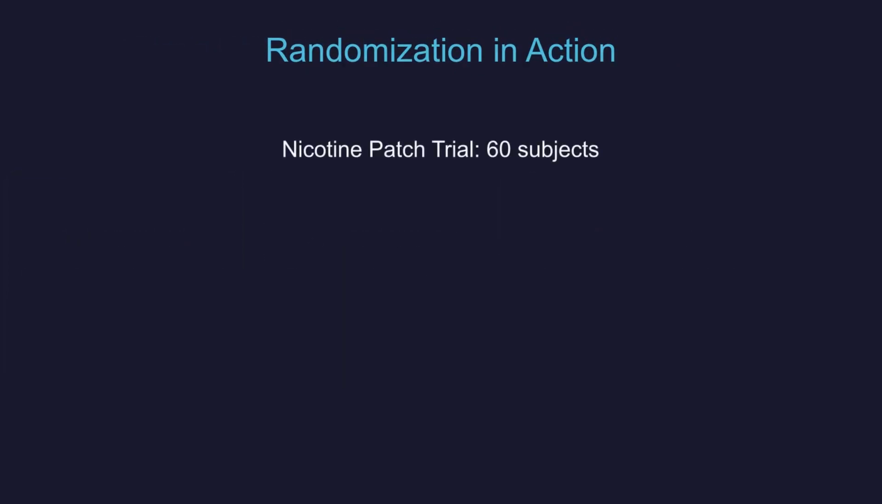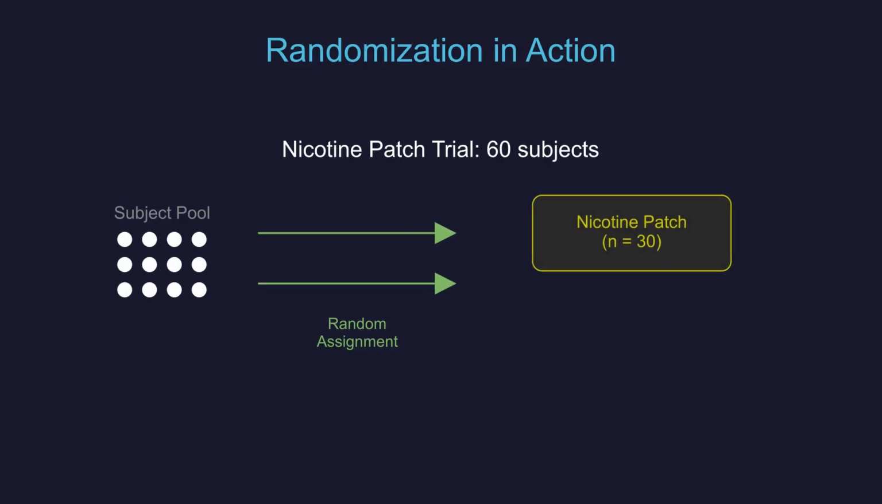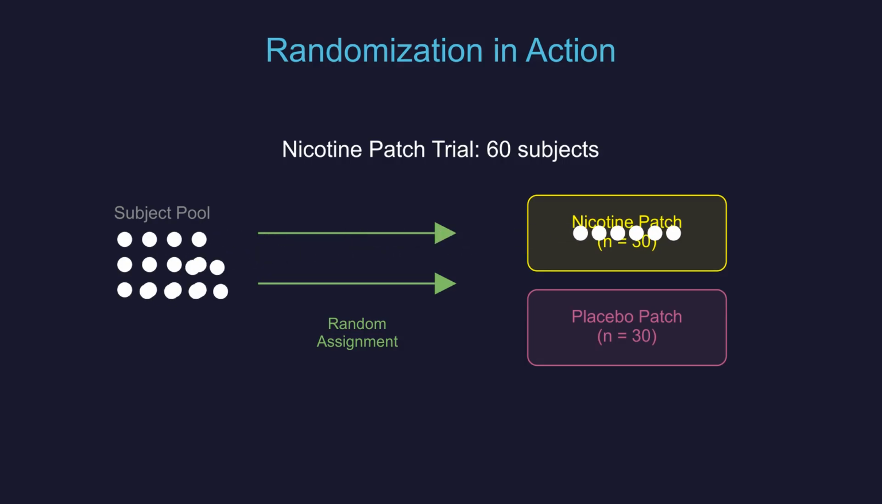Let's see randomization in action with a nicotine patch trial. We have 60 smokers in our subject pool. Through random assignment, 30 subjects are placed in the nicotine patch group and 30 in the placebo patch group. After the treatment period, we compare smoking cessation rates between the 2 groups. The randomization method works just like our SRS example. Number subjects 1 through 60, then use random numbers to select which 30 go to the treatment group.